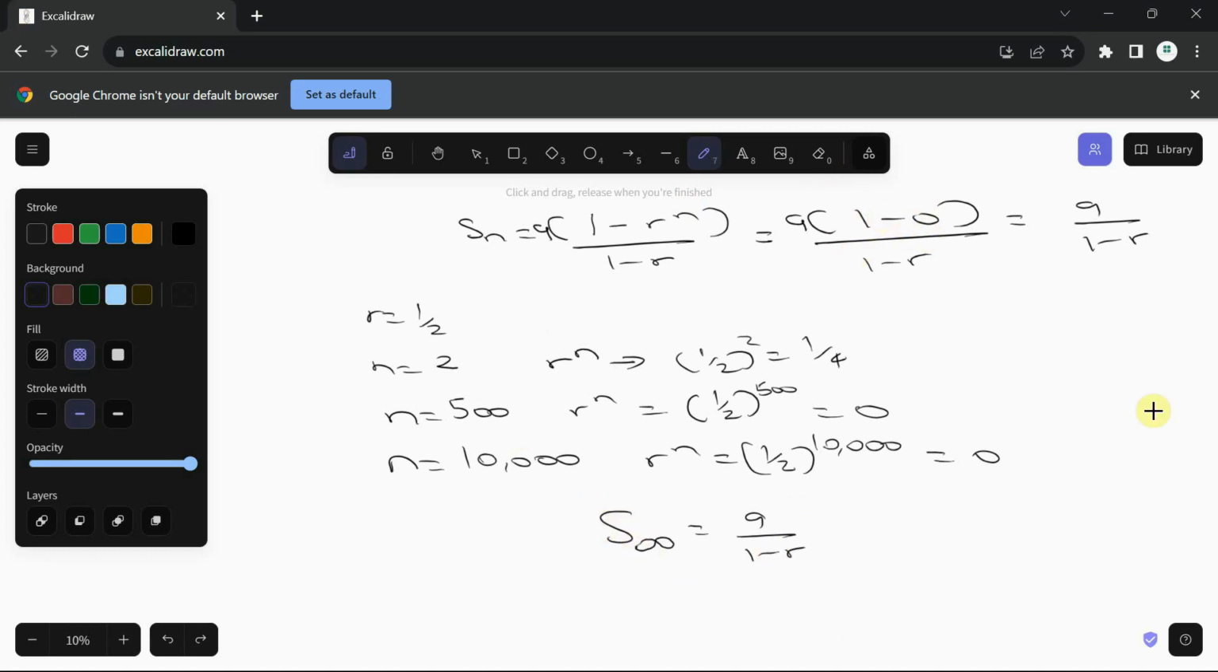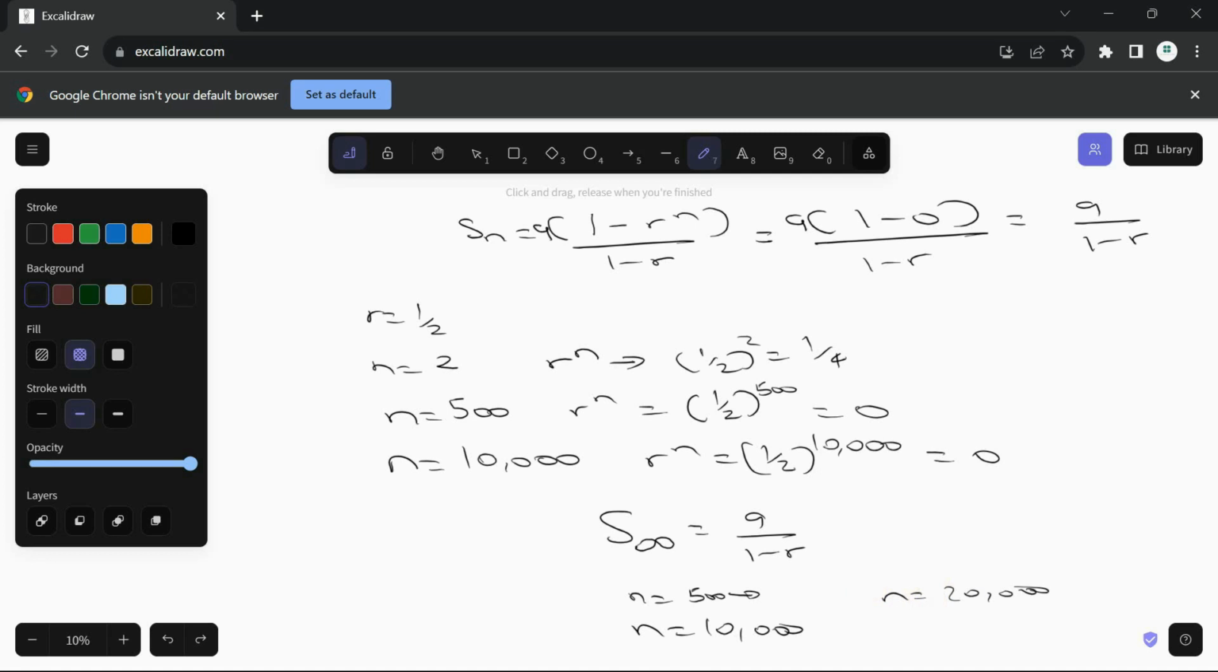You notice that if my n is 500, it is still the same A over 1 minus R. The A will not change, the R will not change. If my n is 10,000, it's still the same formula. If my n is 20,000, it's still the same formula, meaning I will be getting the same value every time, because it's just the same A and the same R. So regardless of n, I'm always going to get the same value.